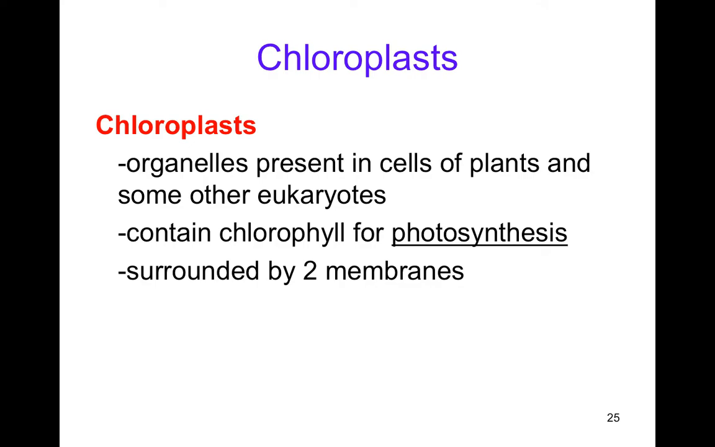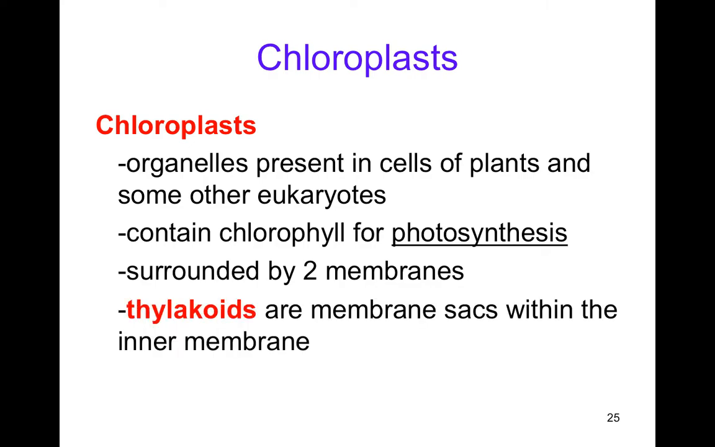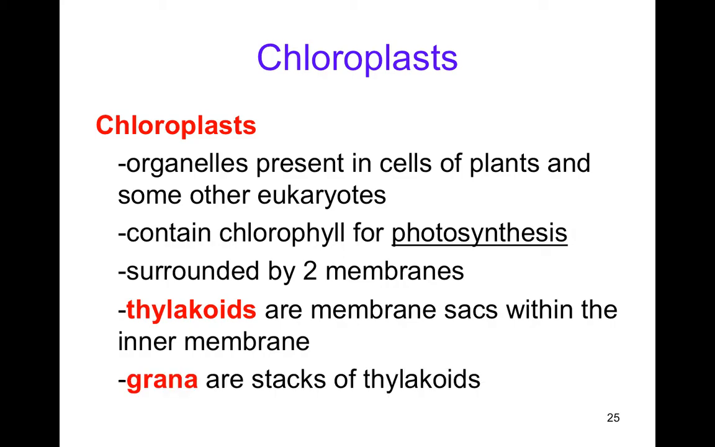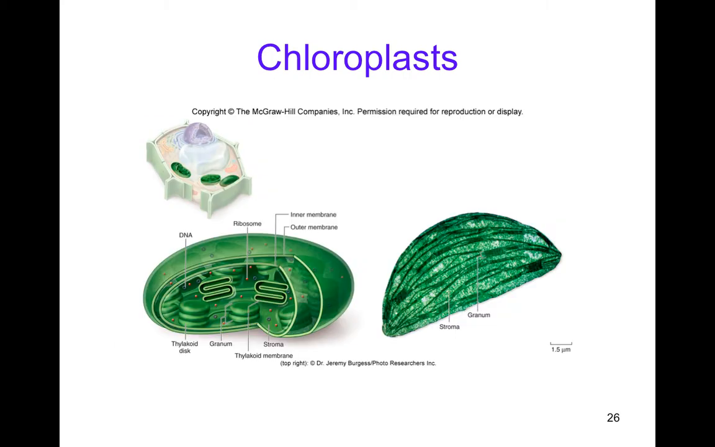Chloroplasts, just like the mitochondria, are surrounded by two membranes. Thylakoids are the membrane sacs within the inner membrane. I'll show you a picture of those. And then grana are stacks of thylakoids. So if you look here, here's a chloroplast. Each one of these folds here is a thylakoid. Now a stack is called a granum. And then the empty space in the chloroplast, you should also write this down, is called the stroma. So you should know what a thylakoid is, a granum, and then the stroma.